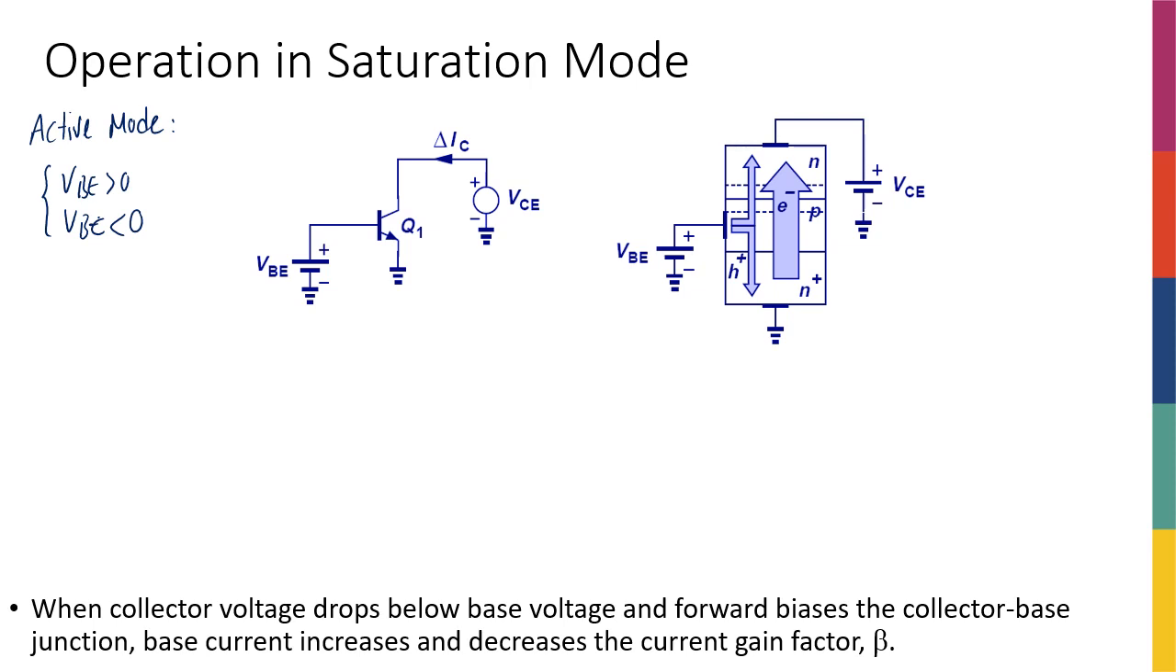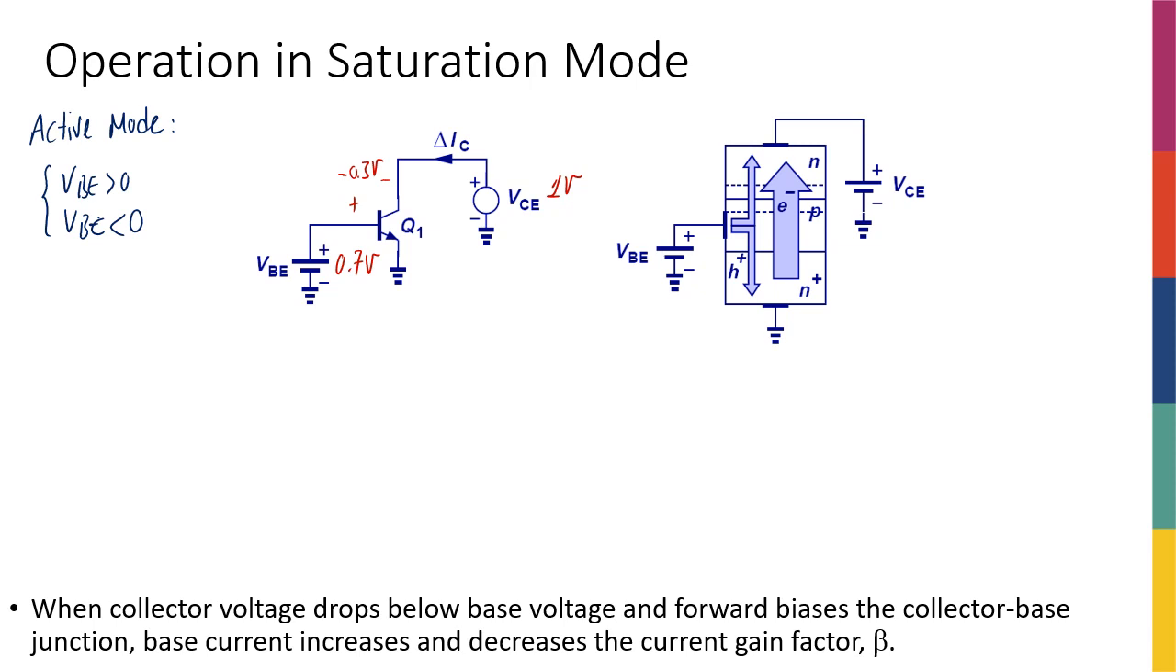For example, for the circuit shown here, let's say I choose the base voltage to be 0.7 volts to turn on the transistor, to have a nice forward bias for the diode between base and emitter. And let's say I choose VCE to be 1 volt. That means I have a VBC of negative 0.3 volts, which is good because the collector has 300 millivolts higher potential than the base. Therefore, the PN junction between base and collector is reverse biased.